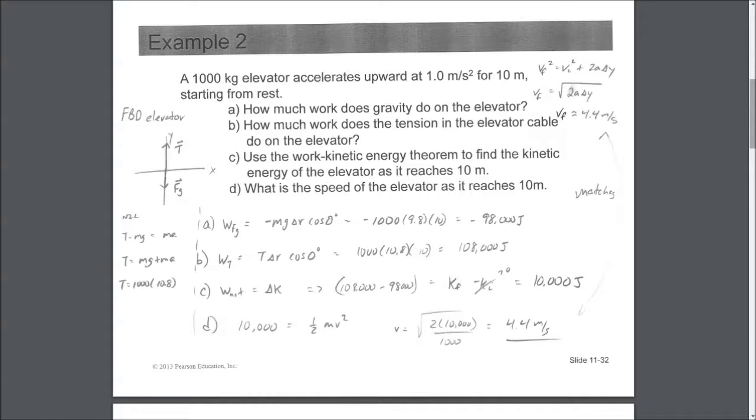So what the work-kinetic energy theorem states is that if we have truly accounted for all the forces that act on this object and determined their work, whatever the net work is going to help us determine what the kinetic energy is and therefore what the speed of the object is. Okay, so we're saying our 10,000 joules is equal to delta K. Delta K being final kinetic energy minus initial kinetic energy. Now we start at rest, so there is no initial kinetic energy, so we can just basically set 10,000 equal to 1/2 mv squared, solve for v, we get 4.4 meters per second.